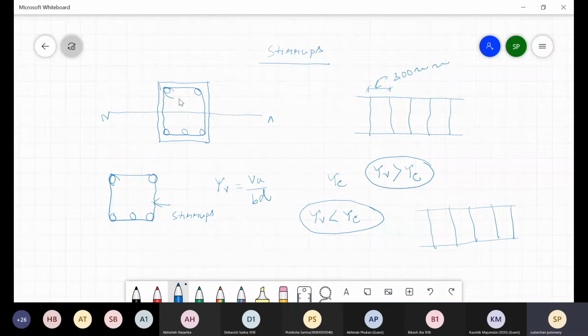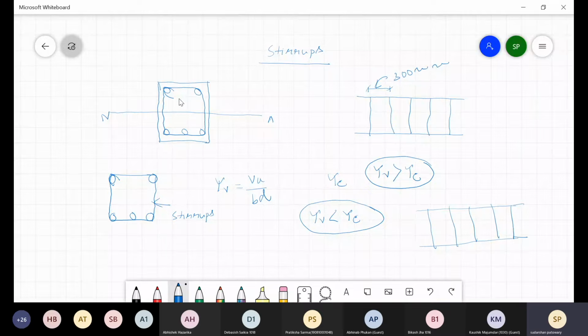They are circular ones, and the diameter is less. That means we are providing stirrups of 6 mm, 8 mm, or 10 mm. To hold this top reinforcement and bottom reinforcement, we have provided some stirrups. Have you noticed these things? Yes, sir. So this is called stirrups.